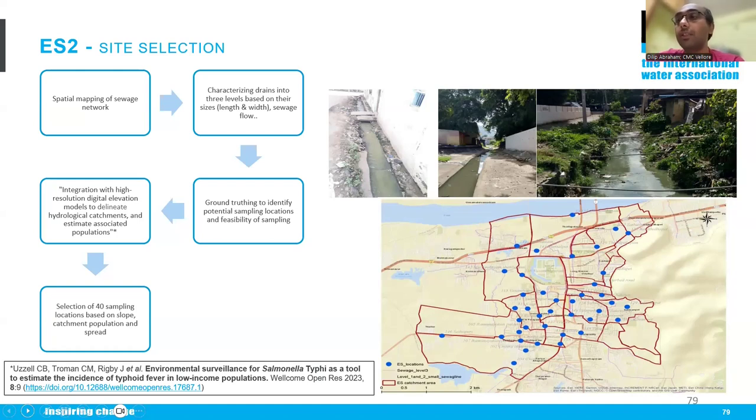And collaboration with Imperial College allowed us to integrate the spatial mapping with high-resolution digital elevation models. And this allowed us to select 40 sampling locations and allowed us to correctly map the catchment area that's upstream of the sampling locations. Next slide.